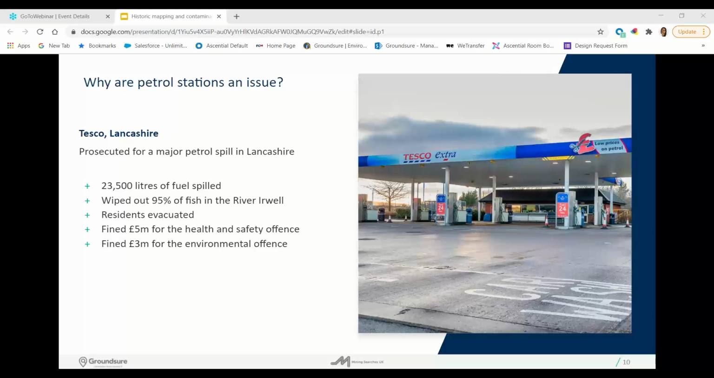Residents were evacuated due to the fumes coming from the sewer network, and people up to 1 kilometer away sought medical attention for headaches and sickness. A joint investigation by the Environment Agency and Lancashire County Council discovered how Tesco failed to address the station's faulty fuel delivery system, poor alarm system, and inadequate emergency procedures in response to the petrol leak, which lasted 29 hours. Tesco were fined £5 million for the health and safety offences and £3 million for the environmental offence.